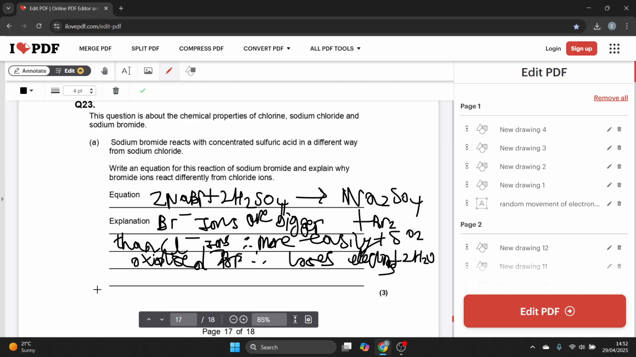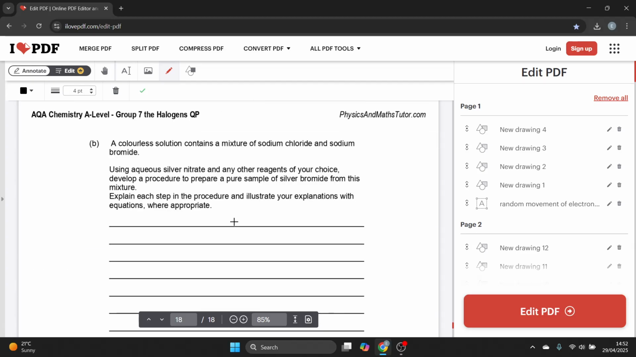If you say oxidized, but you don't know what that even means, then you're not going to get it. So always try to think in terms of the fundamental particles: protons, electrons, neutrons. Well, Br minus ions are bigger, so therefore more easily oxidized. But what does that even mean in terms of fundamental particles? It loses electrons more easily.